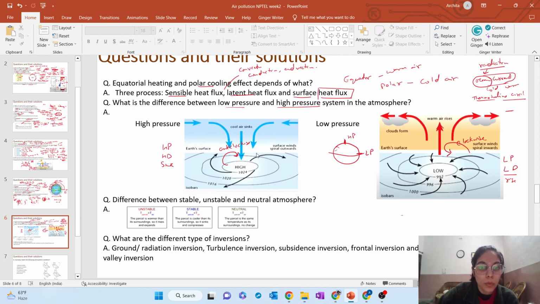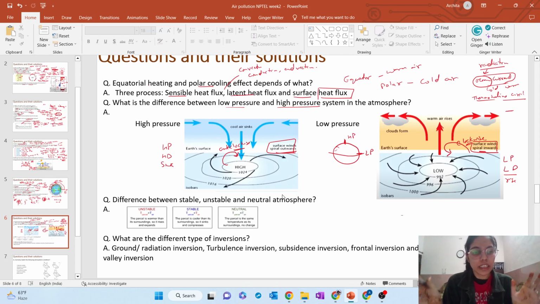Okay, the surface winds move anti-clockwise in the high pressure region, and they move clockwise in the low pressure region. So this is the difference: because of the rising of the warm air and the sinking of the cold air, the direction of movement of surface wind changes in the high pressure and the low pressure region. That is the major difference. It becomes clockwise in the low pressure region, and anti-clockwise in the high pressure region. Okay.